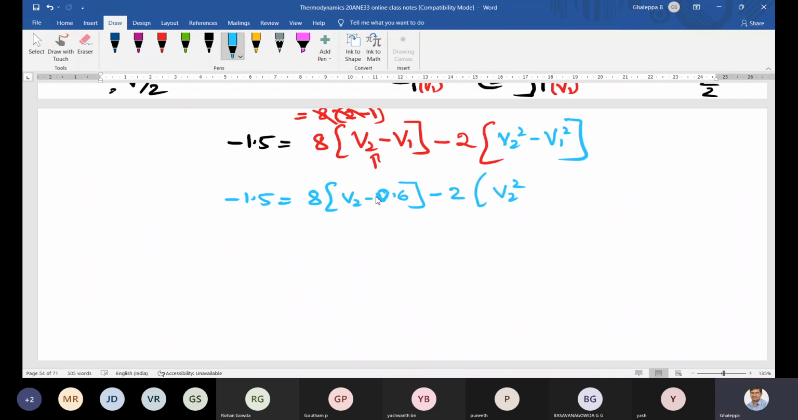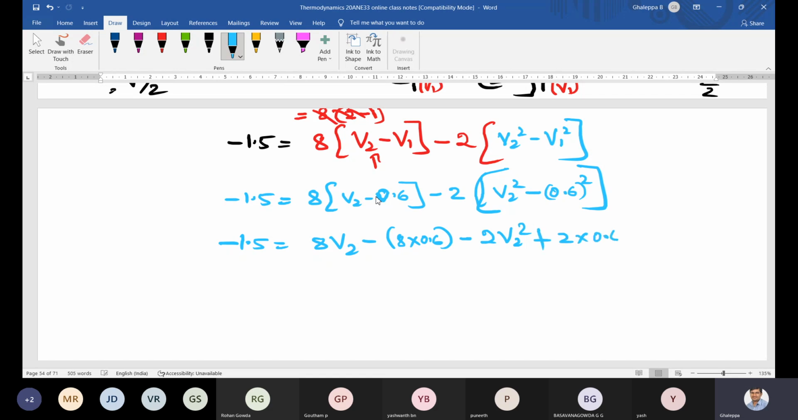V2 square we don't know. V1 is 0.6 whole square. So use the calculator and simplify this equation: 8V2 minus 8 into 0.6 minus 2V2 square, minus into minus plus 2 into 0.6 whole square. So the only unknown is V2. Calculate V2, we'll get some value.